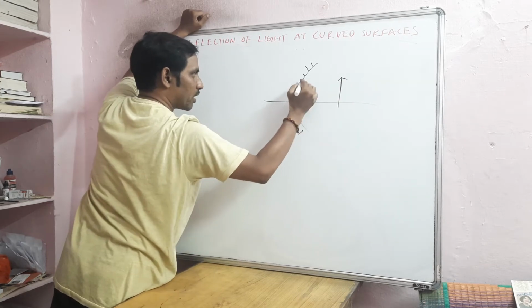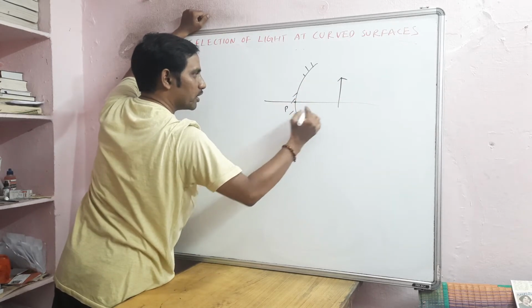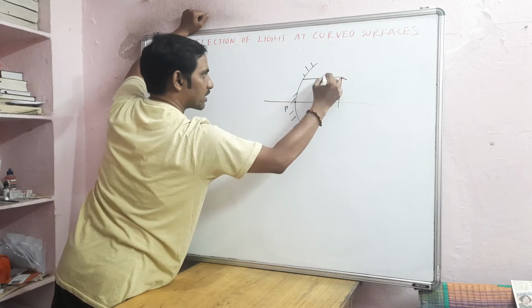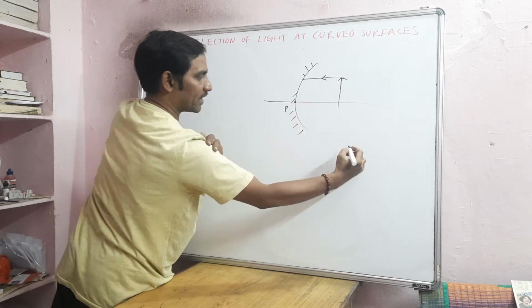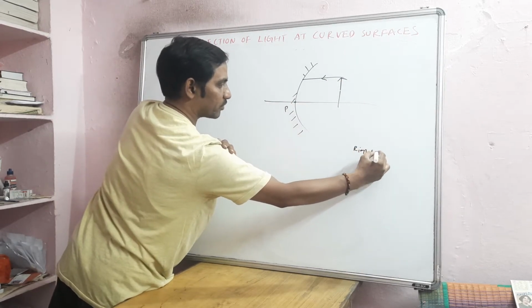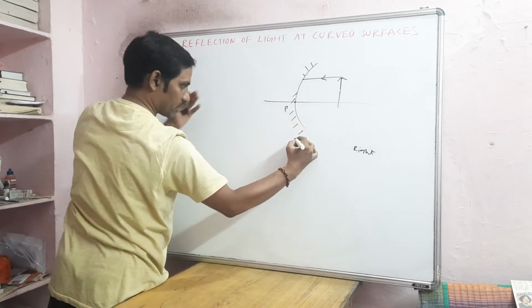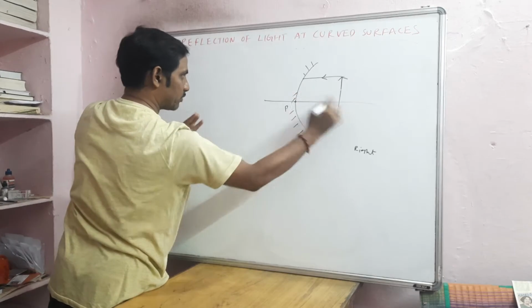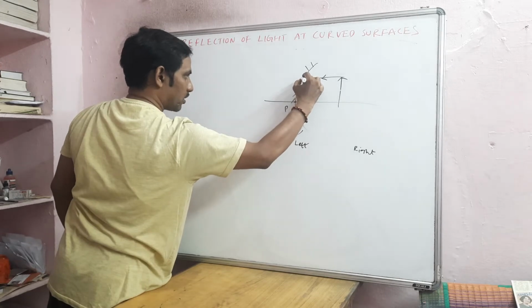So for example, now this is the pole. Light rays will come from right to left. For example, this is your right hand, right side, and this is my right hand, right side, and left. So the light ray is coming from right to left, and it will go like this.